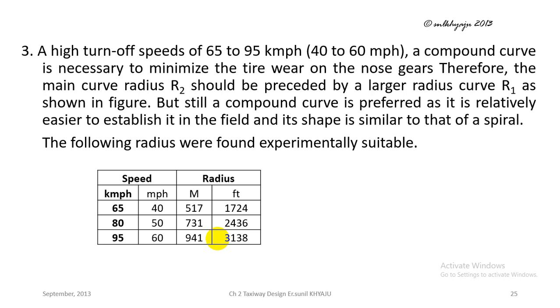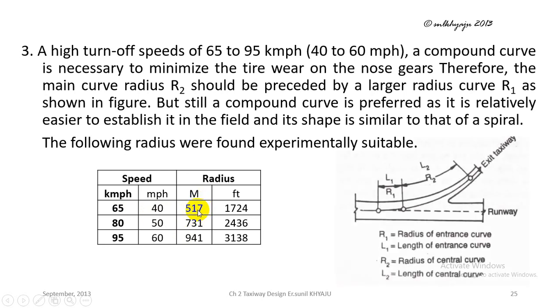The given table shows data for rapid exit taxiway corresponding to the radius of taxiway. In this case, this is the runway and this is the rapid exit taxiway, and the exit taxiway is preceded by a larger radius and followed by the curve of the rapid exit taxiway.